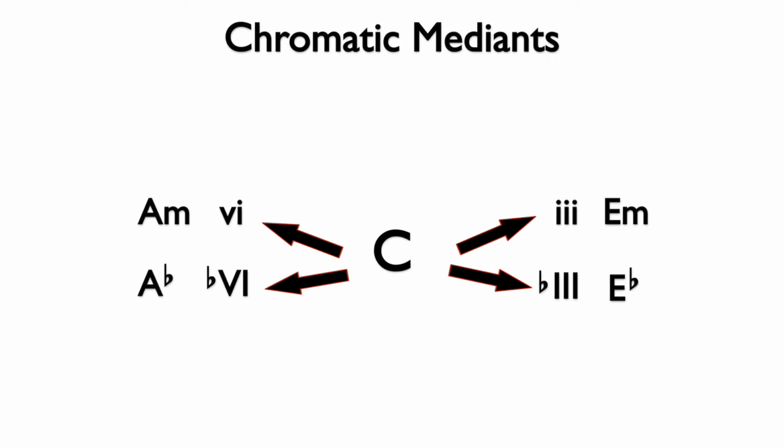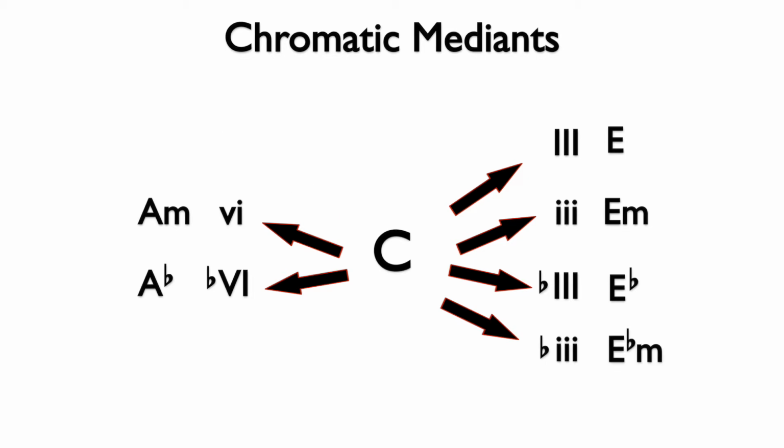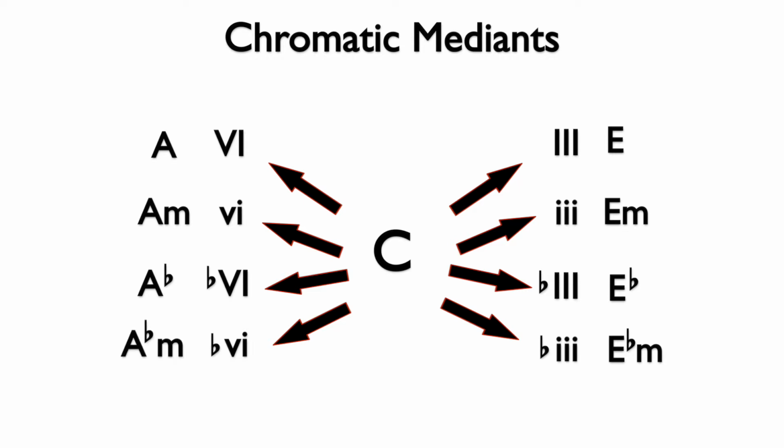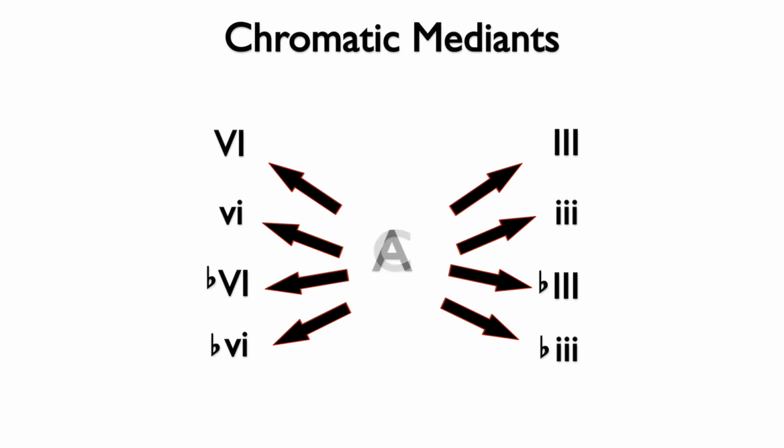For the chromatic mediants, major 3 is based on E and is therefore E major. Flat 3 minor is based on E flat and is therefore E flat minor. 6 major is based on A and is A major, and flat 6 minor is based on A flat and is A flat minor. Let's find these chords in the key of A major.